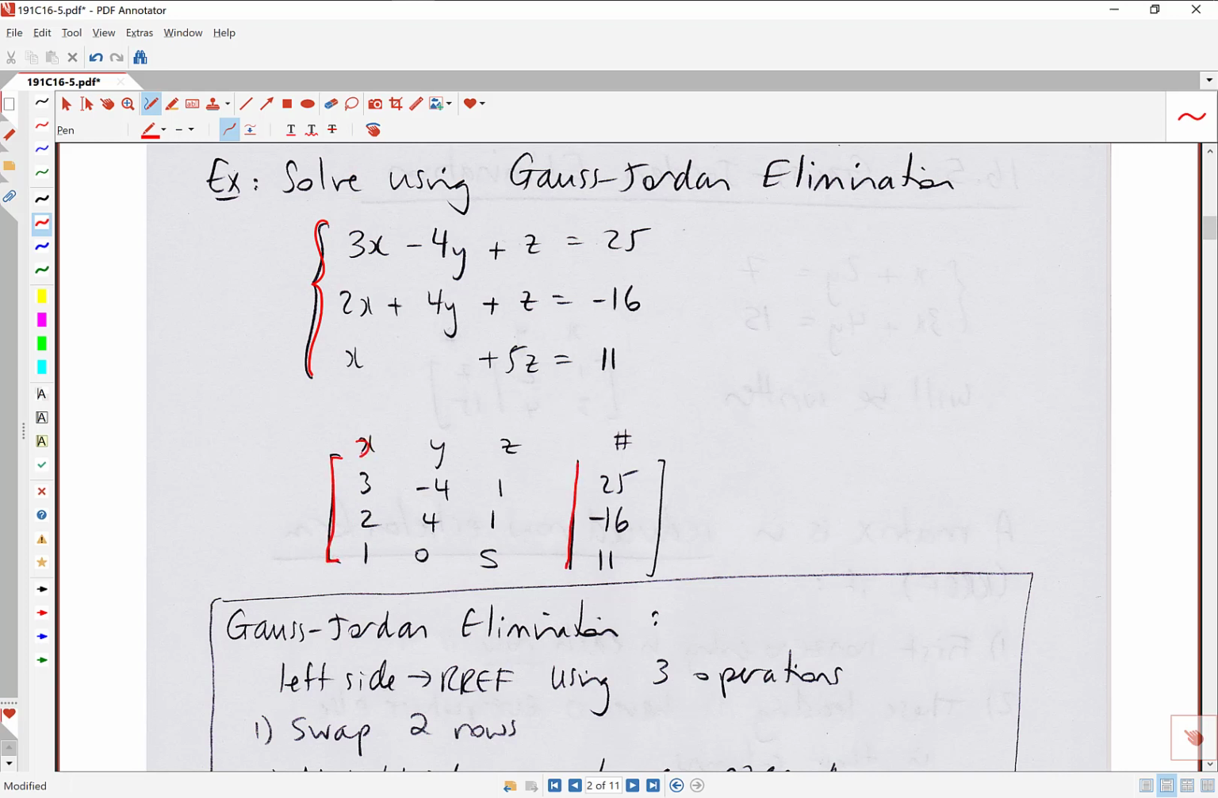where we just let the columns represent our variables, x, y, and z. A vertical bar can represent the equal signs, and then we'll put our constants over on the right side. So we would fill in a matrix like that.